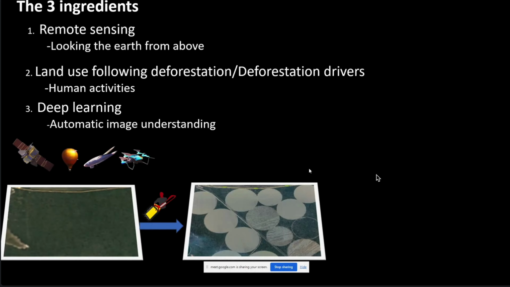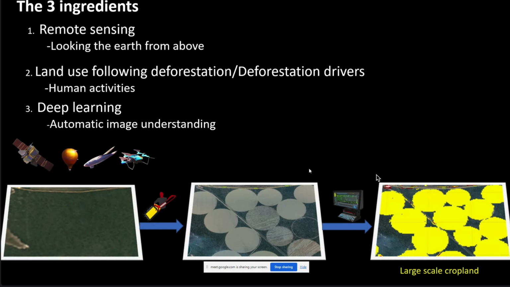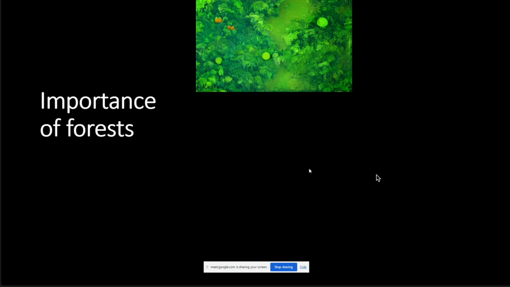And lastly is deep learning, which basically just means automated image understanding by using computer algorithms. For example, you can ask a computer to tell you what kind of activity has caused deforestation, which is existing after deforestation, and it will tell you, for example in this case, that it's large-scale cropland.